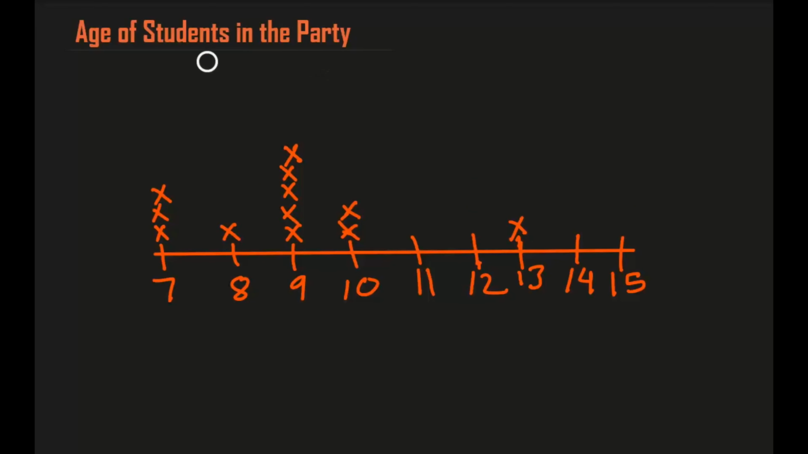This line plot right here shows the age of students in the party. We're looking at a school party, and we see people here. We're going to use this line plot. We have 3 people that are 7, 1 person that's 8 years old, and then 5 people that are 9, 2 people that are 10, and then 1 person that's 13. Probably someone's brother or something. Okay, so we're going to use that.